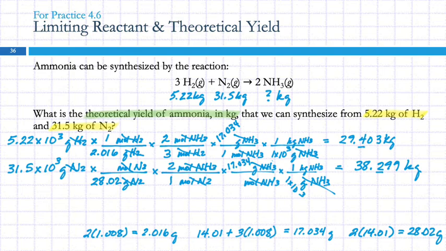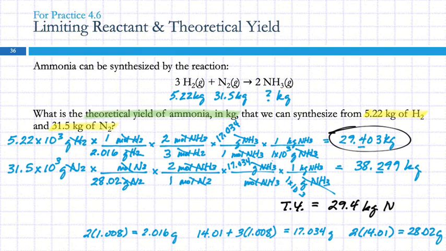What is the theoretical yield? This is the smaller number. It's this one. So my theoretical yield equals 29.4 kilograms of ammonia. Any questions?